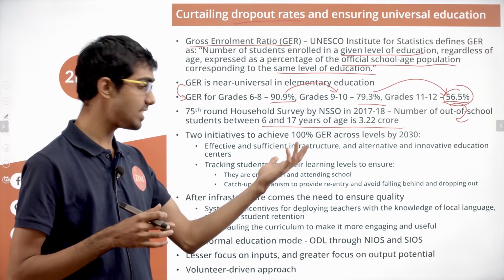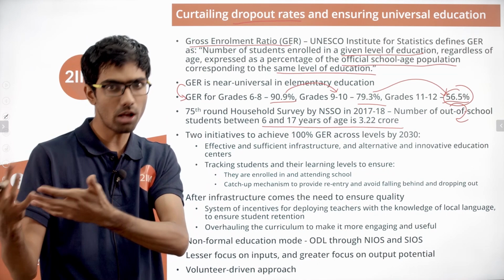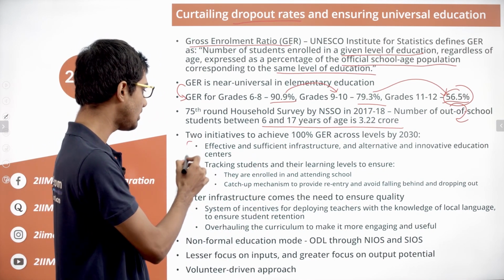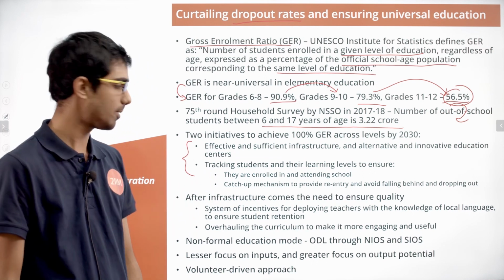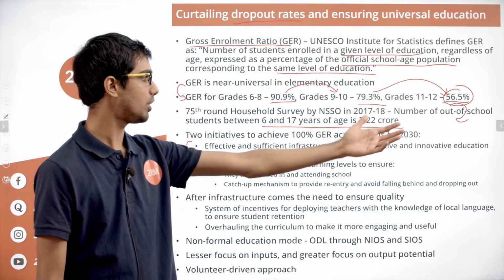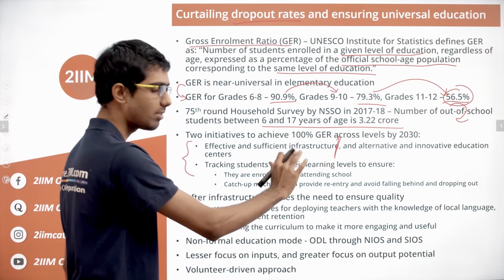Since SDG 4 itself stated we have to achieve inclusive education for all by 2030, that is something this policy aims to address. So these are the 2 different initiatives that we are going to see: effective and sufficient infrastructure, and alternative and innovative education centers. So let's split into 2 parts. The first is effective and sufficient infrastructure.